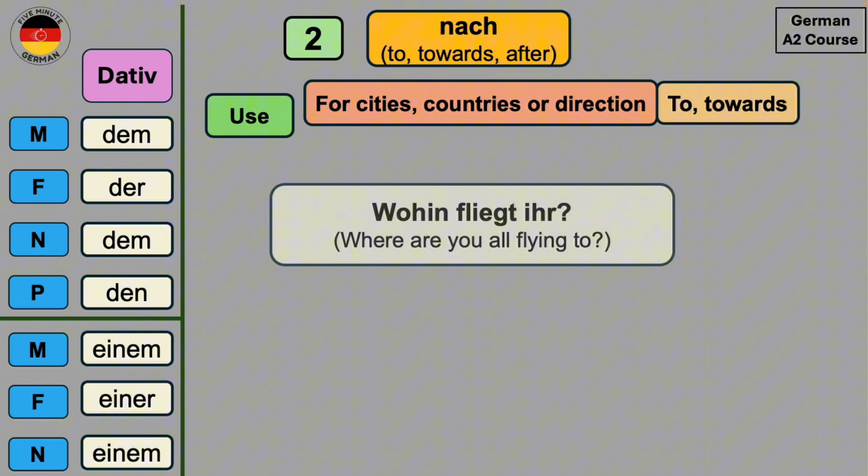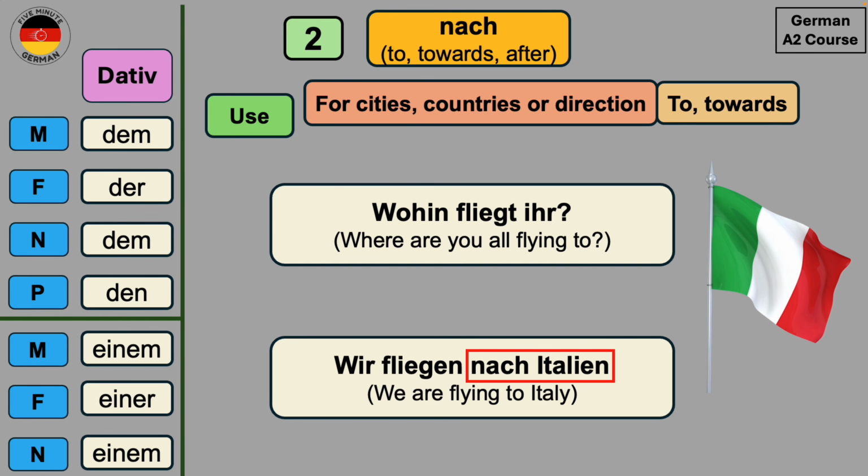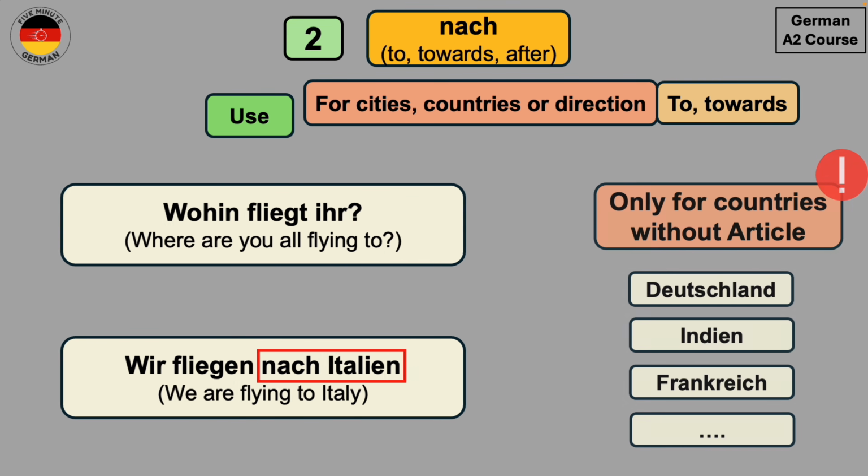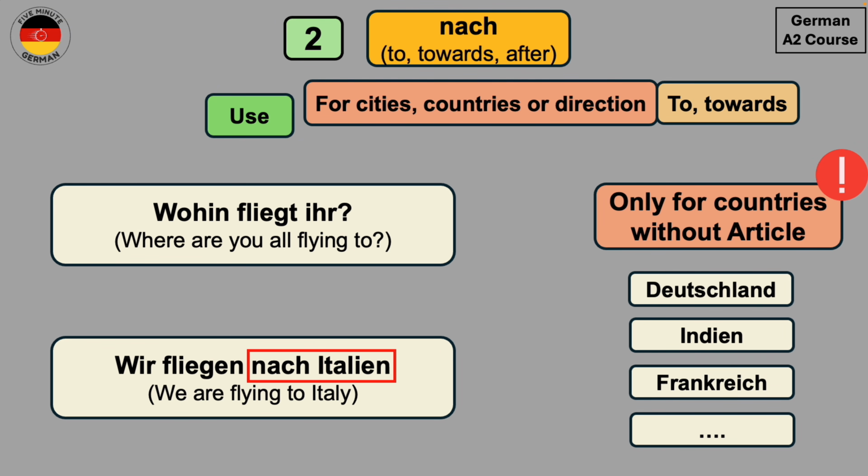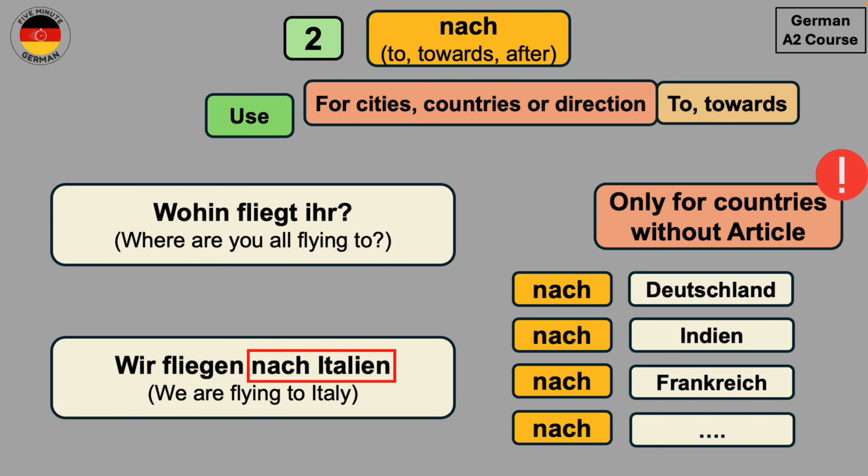Similarly, in case of countries, if somebody asks me, Wohin fliegt ihr? Where are you all flying to? Then we can say, Wir fliegen nach Italien. We are flying to Italy. However, one small point that you must know over here is that we use nach only with countries which don't have any article. For example, Deutschland, Indien, Frankreich, etc. All of these countries don't have any article. That's why we use nach before them.